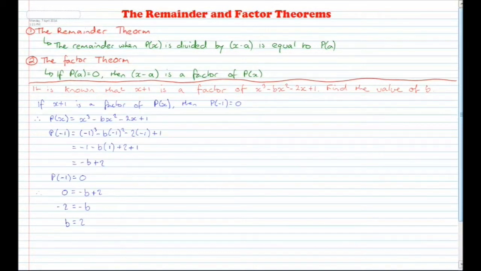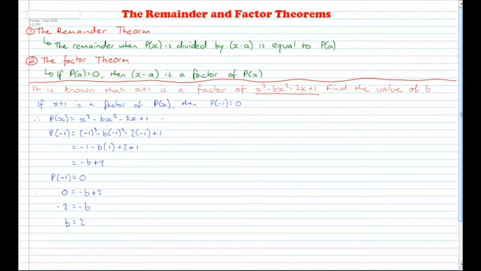Alright, so welcome back once again. Now, we know that by reading the question it says it is known that x plus 1 is a factor of x cubed minus bx squared minus 2x plus 1, and we need to find the value of b. Now, if x plus 1 is a factor of this here, we know that p of negative 1 will give us 0. Alright, because we'll call this here p of x. We know if we substitute in negative 1, because it's a factor, we'll get an answer of 0.